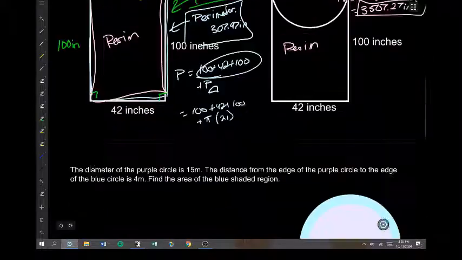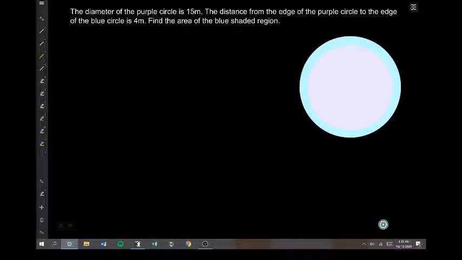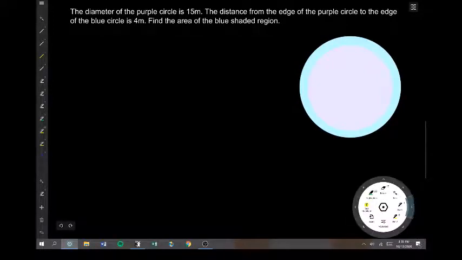Nice. One more. I'm not actually going to do this one all the way. I just want to show you how to think of it, because you'll start to see problems like this a lot. There's a purple circle, and then there's this bluish region around that purple circle. And we're told the diameter of the purple circle is 15 meters. So I'm just going to show that. Probably a dark purple.